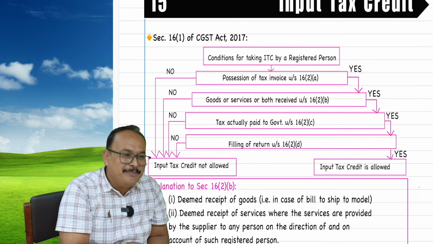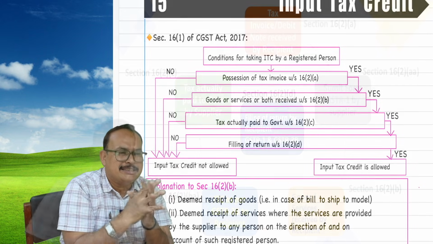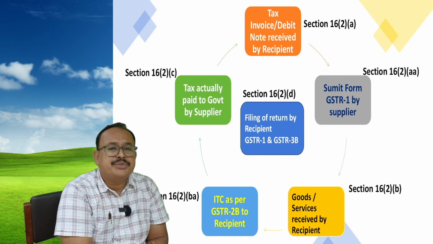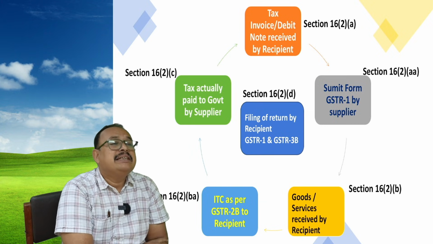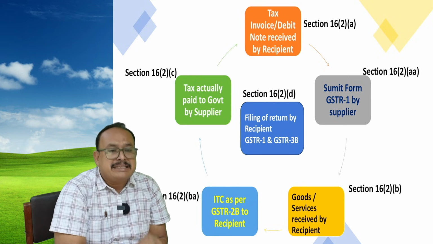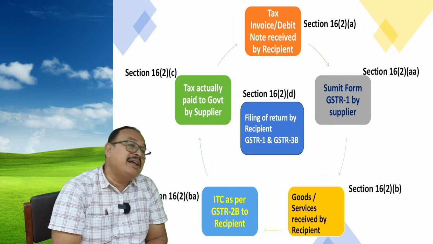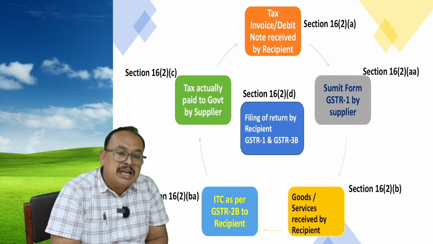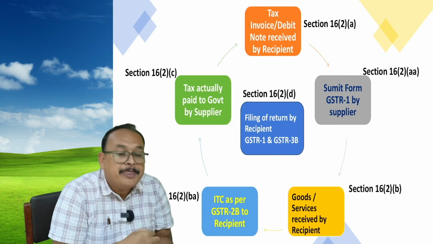You get my point? So, a summation of this in a simplified manner: present, look and understand. Section 16, subsection 2, clause A, which says the recipient should be in possession of a tax invoice or debit note issued by the supplier. Section 16, subsection 2, clause AA, the supplier should file the GSTR-1 return. Section 16, subsection 2, clause B, the goods or services should be received by the recipient.